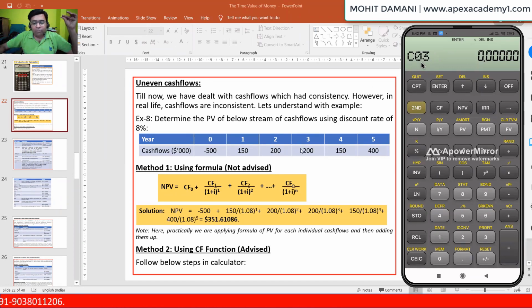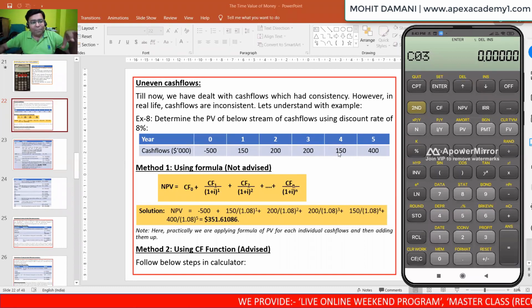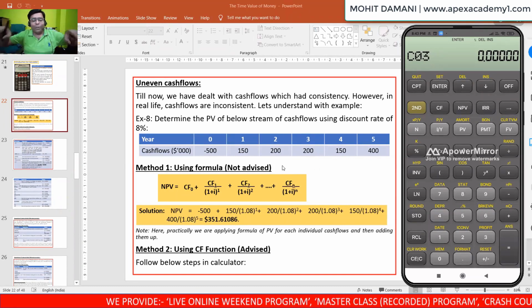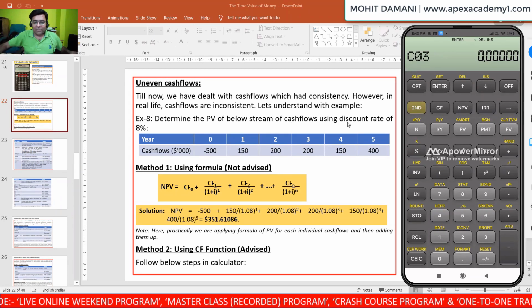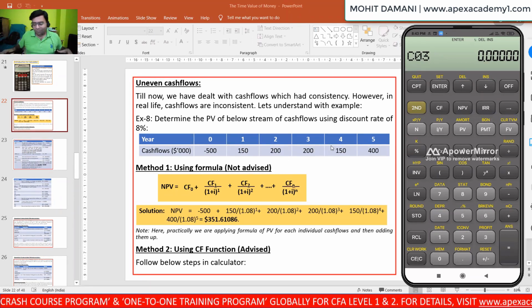Because when you enter frequency as 2, the calculator is smart enough to understand that 200 happened twice, that is year 2 and year 3, and automatically it will take whatever you enter here for calculation purposes in year 4. Okay, so the examples that we have designed are intelligently designed, keeping in mind what we want to teach. So the consistency, the inconsistency, everything is covered in all our examples.